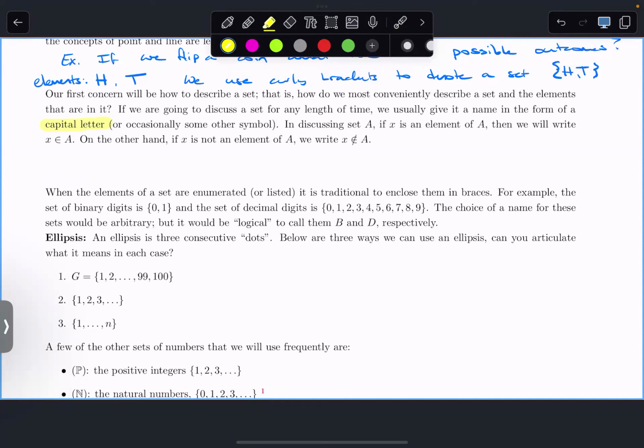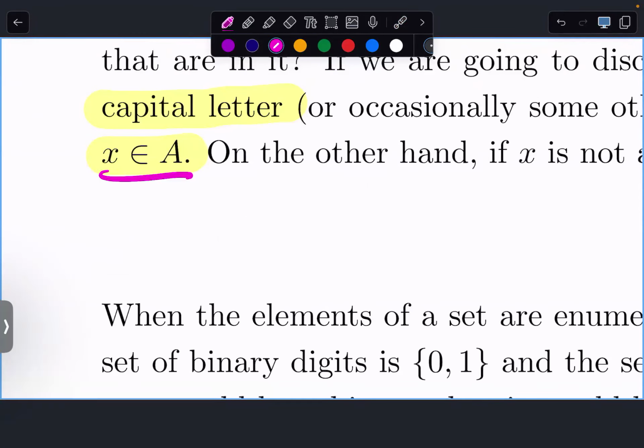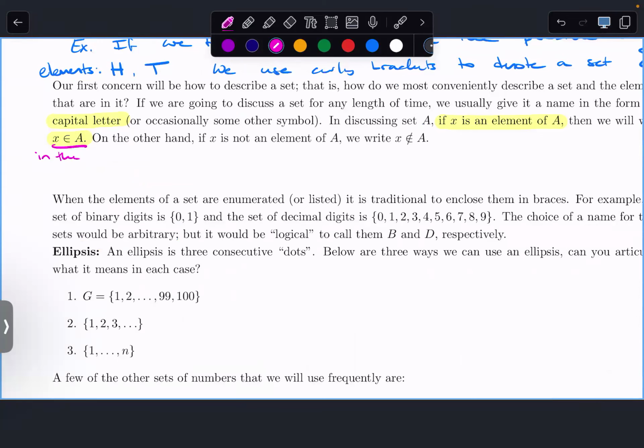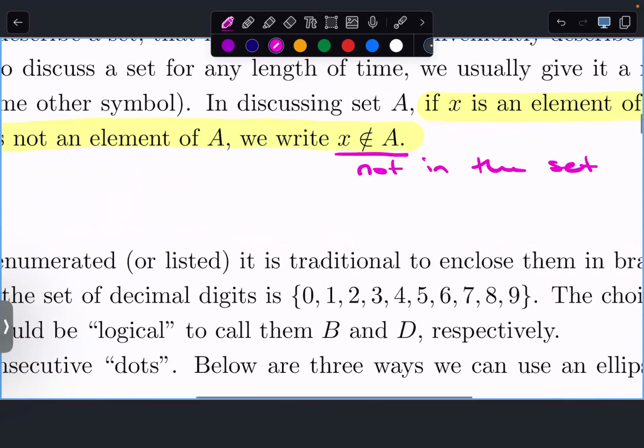But first, a little itty bit of notation. If X is an element of A, then we're going to use this symbol to say X is in the set A. And then, of course, if X is not an element in A, then we use not in the set. It's like an E looking thing, and then not has a slash through it.